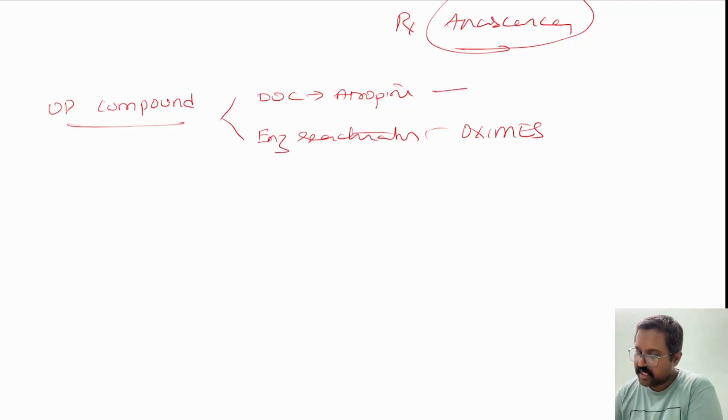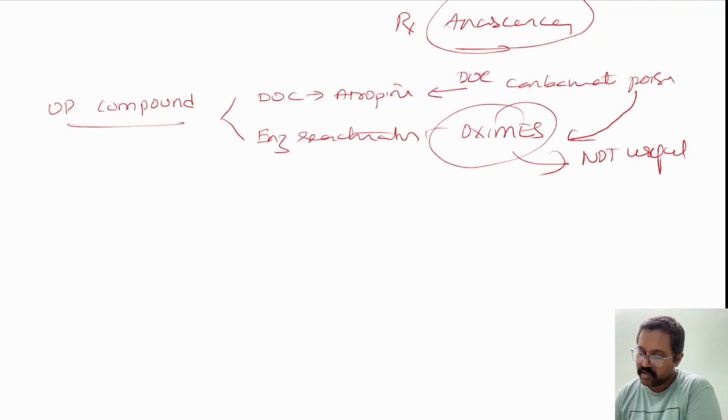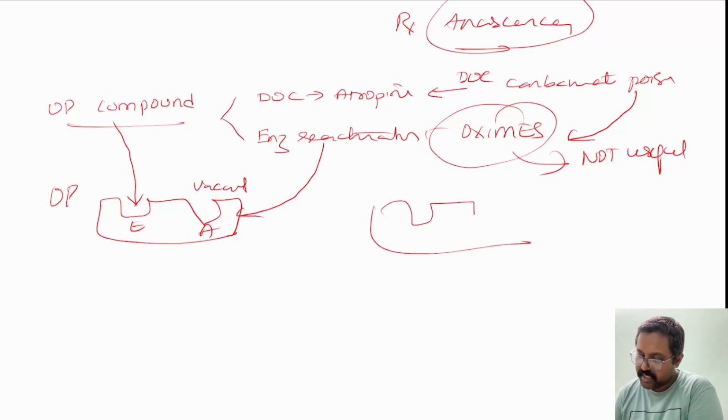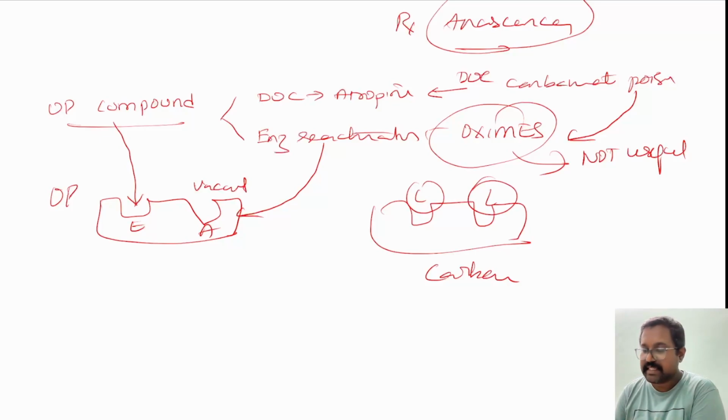Atropine will be the drug of choice in case of carbamate poisoning too, but oximes are not useful, because in the case of OP compound there are two sites, the ester site and the anionic site. The ester site will be combined with the OP compound and this will be vacant, and to this vacant site the oximes will come and attach. Whereas in the case of carbamate, both sites will be occupied by the carbamate. There is no vacant site available.